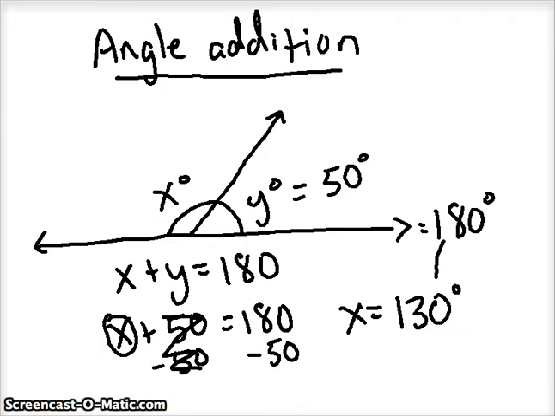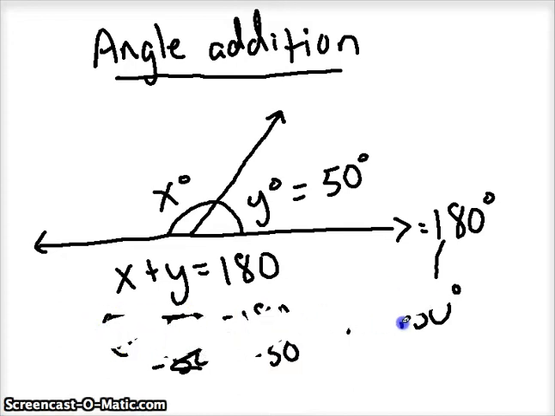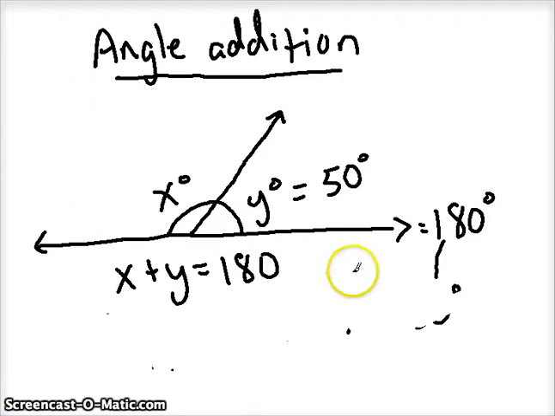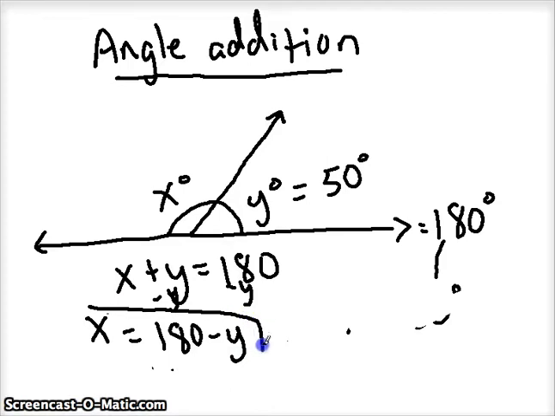Now, I could also think about this slightly differently here. I could just use my algebra and simplify this and say what x is. Well, I would have to subtract y from both sides to get x by itself. So x is 180 minus y. If I knew what y was, I could figure out x. I could also solve instead for y.